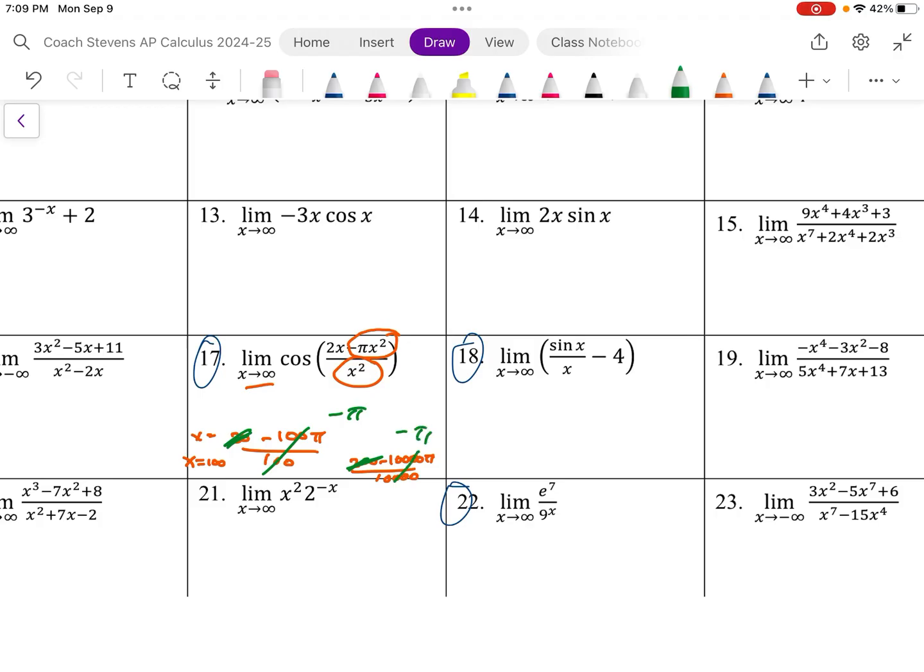So as we go to infinity, that whole ratio, that rational function on the inside, really just works out to be negative pi. And with that in mind, if that's going to work out to be negative pi, then what is the cosine of negative pi? Well, that would be negative 1.